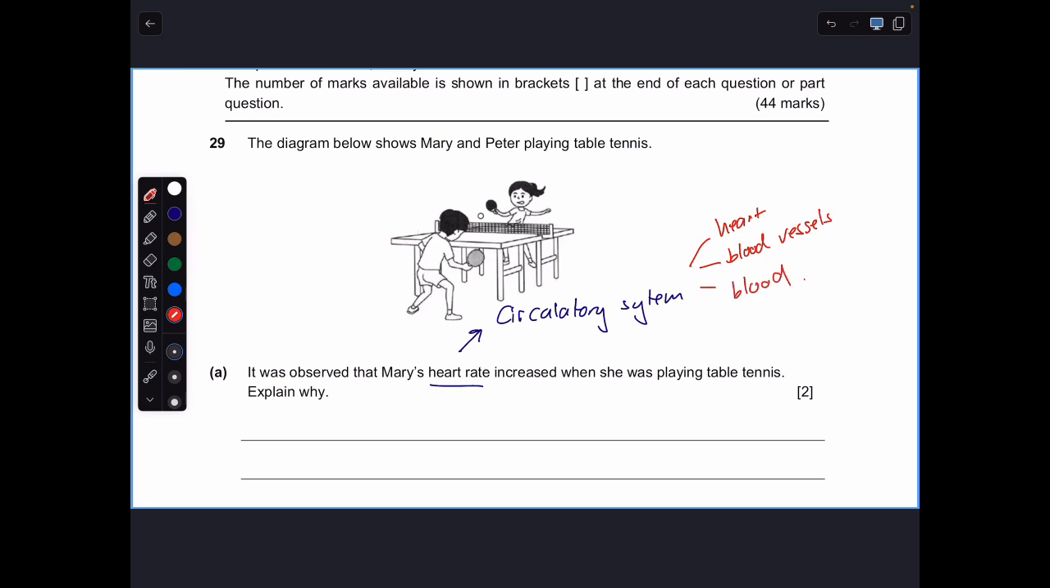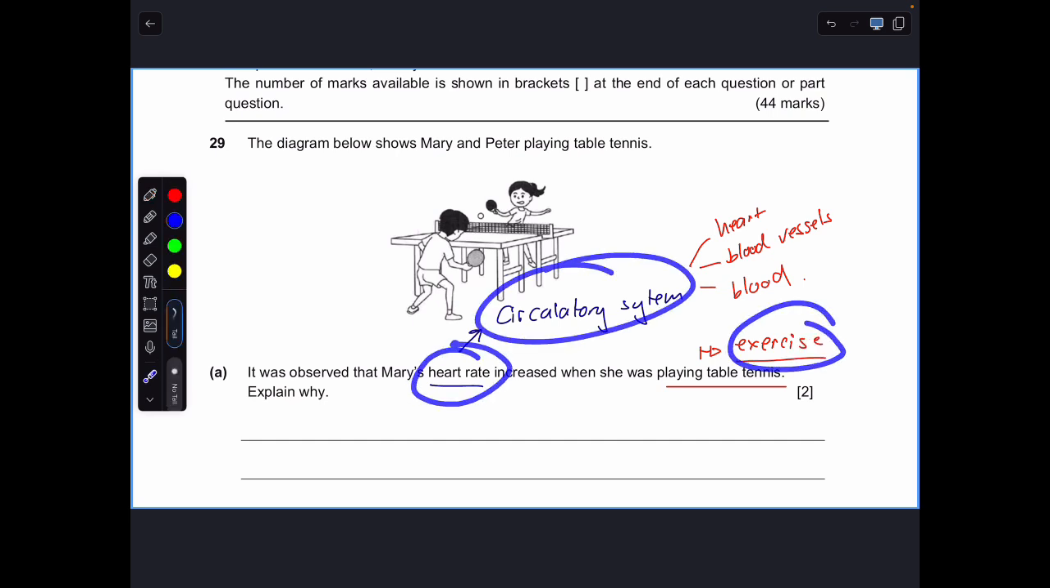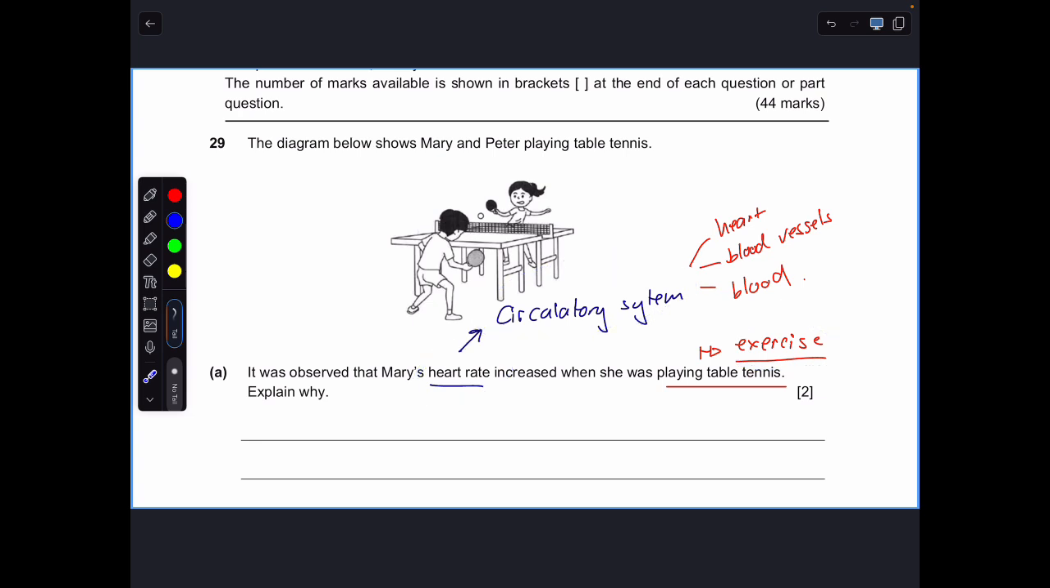Right? It is what it is. Okay? Now, playing table tennis. So this is a form of exercise. So we already know: got circulatory system, got exercise, got heart rate. Isn't this the very common question that we always talk about? Asking us why do we think that heart rate will increase when intensity of activity increases.